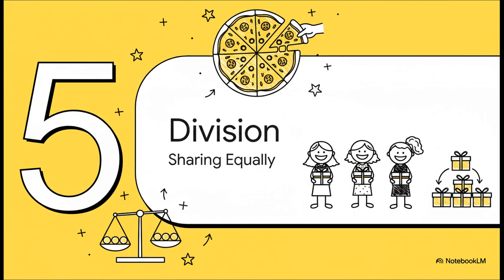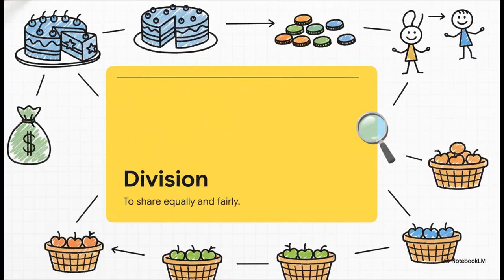Our final tool is division. Now, if multiplication is about building up equal groups, division is its opposite, breaking a whole down into equal groups. You can almost think of it as the mathematics of fairness. That's a very human way to think about math. At its core, division is about making sure a total amount is distributed evenly. It's the tool we use to make sure everyone gets their fair share.